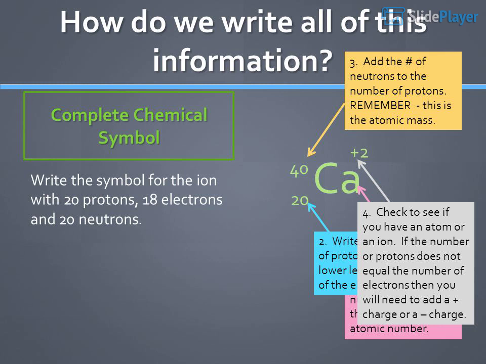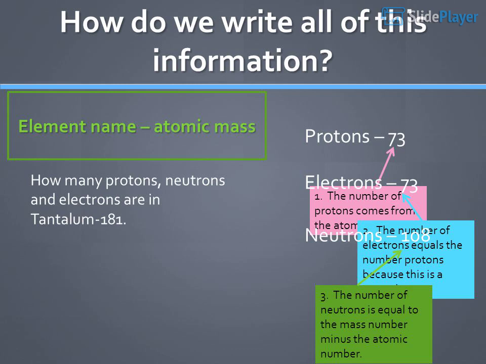20. Step 1: look up the symbol by using the number of protons. Remember, the number of protons is the same as the atomic number. Step 2: write the number of protons in the lower left-hand side of the element. How do we write all of this information? Element name, atomic mass. How many protons, neutrons and electrons are in tantalum-181? Protons, 73. 1. The number of protons comes from the atomic number. Electrons, 73. 2. The number of electrons equals the number of protons because this is a neutral atom. Neutrons, 108. 3. The number of neutrons is equal to the mass number minus the atomic number.